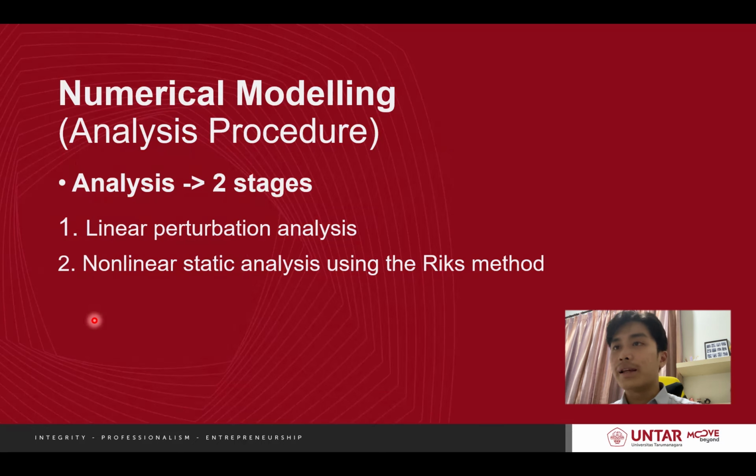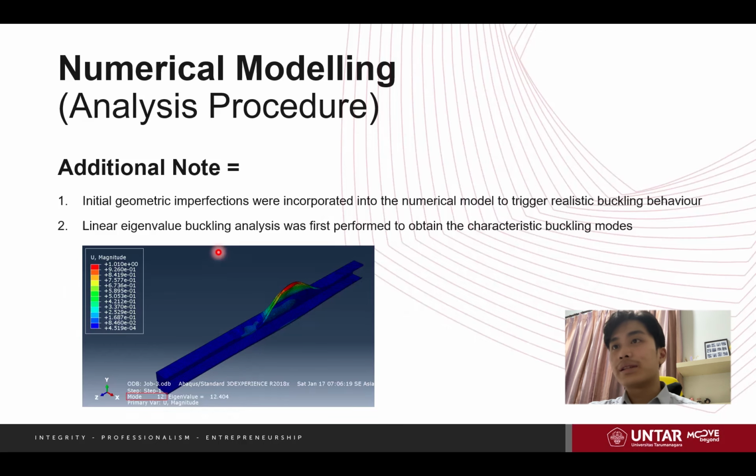For the analysis procedure, we will begin with 2 stages. First, linear perturbation analysis to determine the buckling mode, and second, nonlinear analysis using the static Riks method to determine the ultimate flexural capacity of the model from its buckling mode. Before we show our results, here's an additional note: initial geometric imperfections were incorporated into the numerical model to trigger realistic buckling behavior, and eigenvalue buckling analysis was first performed to obtain the characteristic buckling modes.